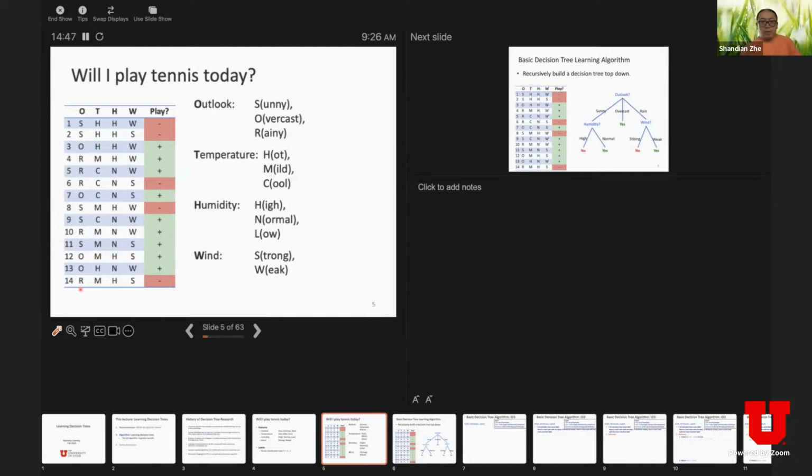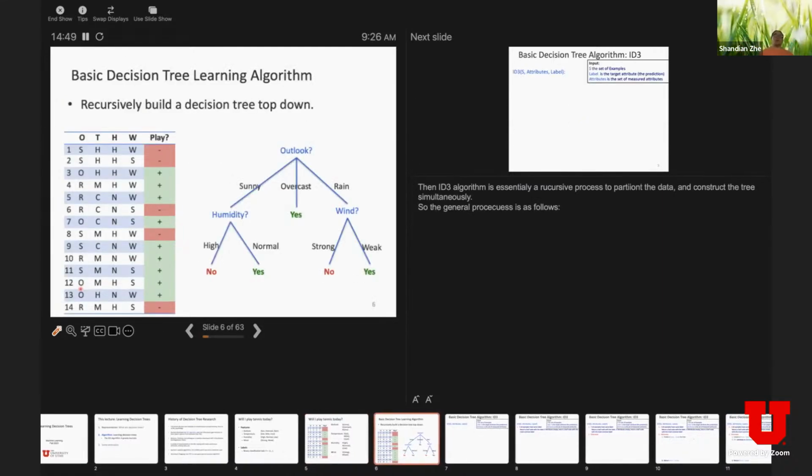Okay, great. So if you use the ID3 algorithm run on this data set, it will recursively build a decision tree in a top-down fashion. That's what this tree will look like. We can see that our ID3 algorithm first picks the outlook feature to split the data set. We know that the outlook feature can take three possible values, sunny, overcast, and rain, which gives us three subsets.